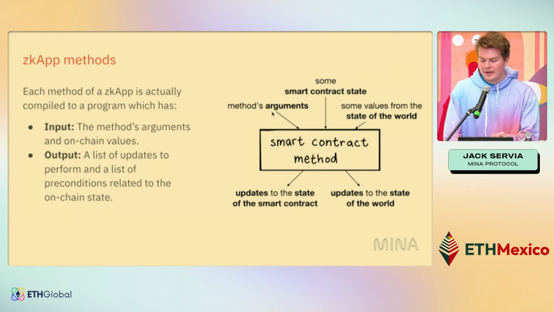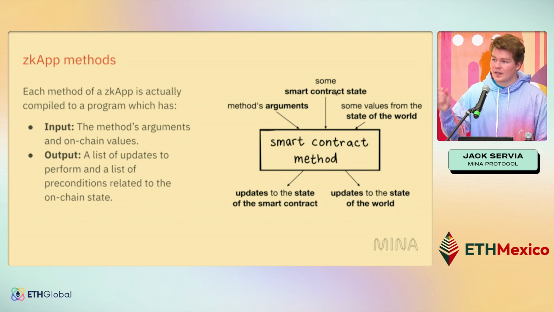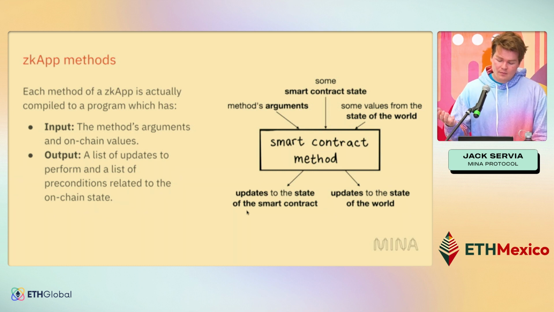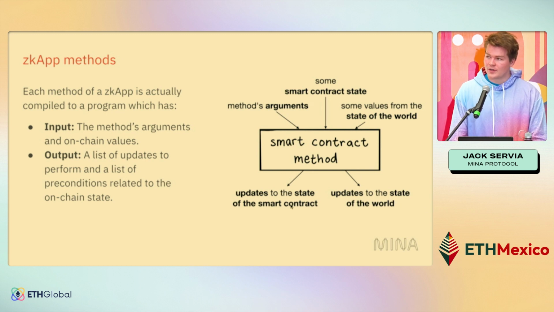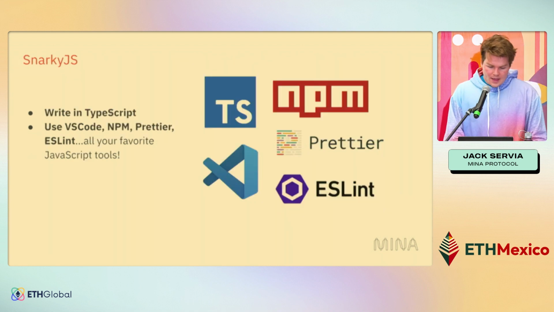The methods take in some sort of arguments that the user can generate. We take in smart contract state, so this is the state of the smart contract before our method runs. And then we also take in state of the world, which would be something like block height or, I don't know, verifiable randomness. What we spit out is a zero knowledge proof that proves that we did it correctly, and also updates to the state of the world and updates to the state of our smart contract. And so as long as the zero knowledge proof is valid, then these updates are committed.